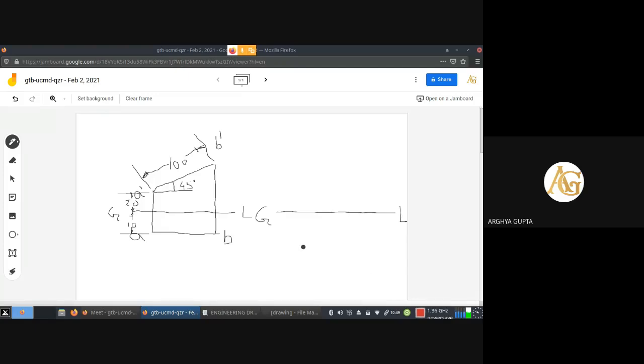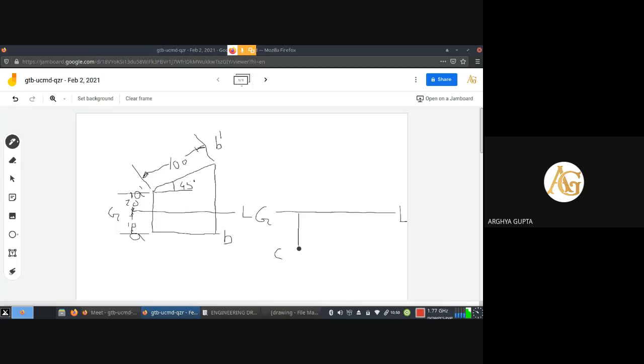10 mm away from HP. HP means above. We don't need the condition right now. And 20 mm away from VP. So now we need to draw a point which is 20 mm away from the ground line. Let us say the name of the point is small c, as A, B you have named already.